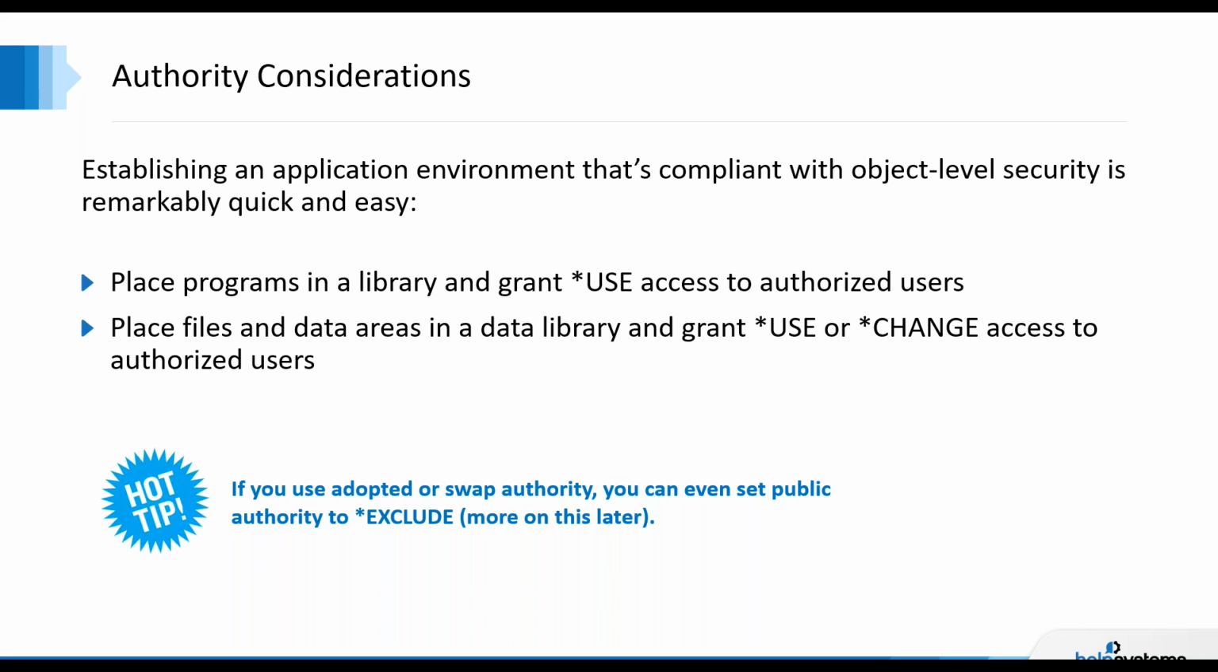With my program segregated from my data objects, what I'm able to do is set appropriate settings based on the type of object. So for my programs, as an example, I'll drop those in a library and I'll allow users the ability to invoke them by granting use permission to the authorized users. With my fluid or dynamic objects, I'm going to put them in a separate library and then potentially grant use or change permission, again, only to the authorized users.